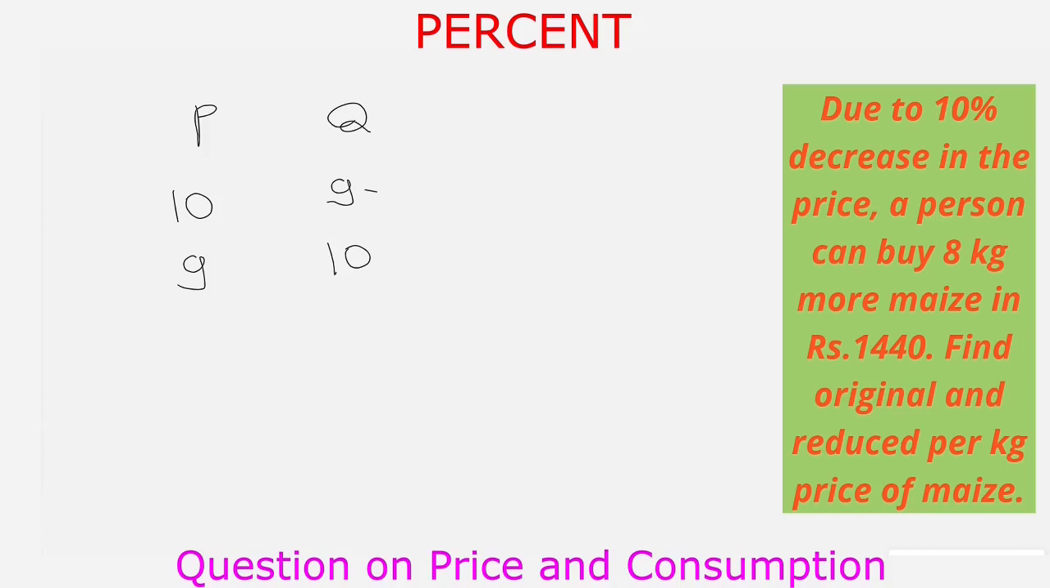The difference is 1, as we are getting 1 more. Earlier we were getting 9, now we are getting 10. So it is 1 more, and 1 is equivalent to 8 kg as given. Therefore 9 is equivalent to 9 times 8, which is 72 kg, and 10 is equivalent to 10 times 8, which is 80 kg.